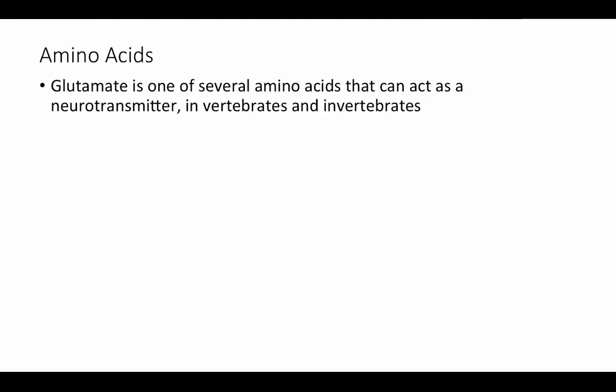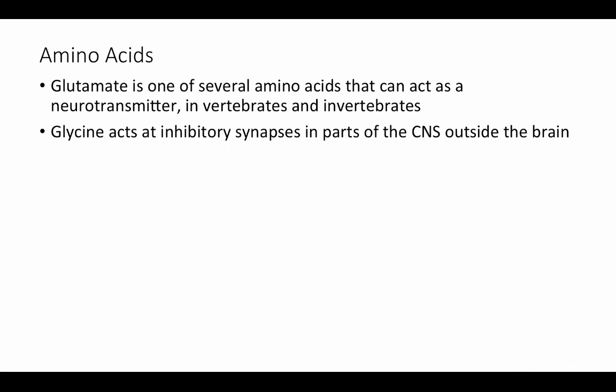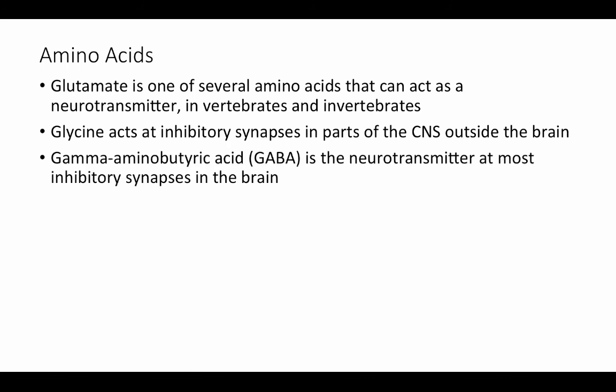Glutamate is one of several amino acids that can act as a neurotransmitter in both vertebrates and invertebrates. Glycine acts at inhibitory sites in parts of the central nervous system outside the brain, so in the spinal cord. And gamma-aminobutyric acid, more commonly known as GABA, is the neurotransmitter at most inhibitory synapses in the brain. What I do want you to remember is that glycine and GABA are the major inhibitory neurotransmitters. They tend to hyperpolarize the membrane.